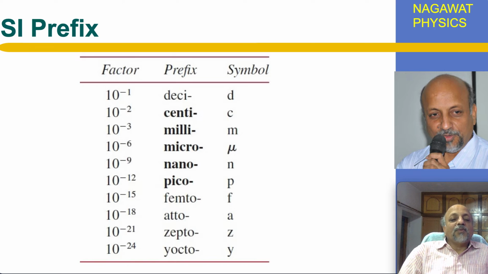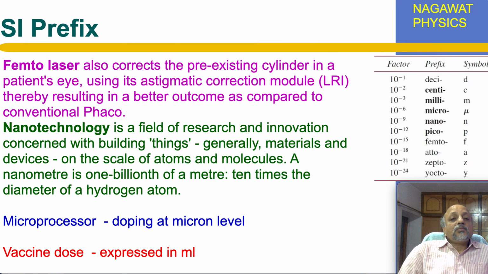So 10 raised to power minus 12 is pico, and the symbol is small p for pico, and for tera it is capital T. And similarly 10 raised to power minus 15 is femto, 10 raised to power minus 18 is atto, 10 raised to power minus 21 is zepto, 10 raised to power minus 24 is yocto. These SI prefixes of fractions are also very important.